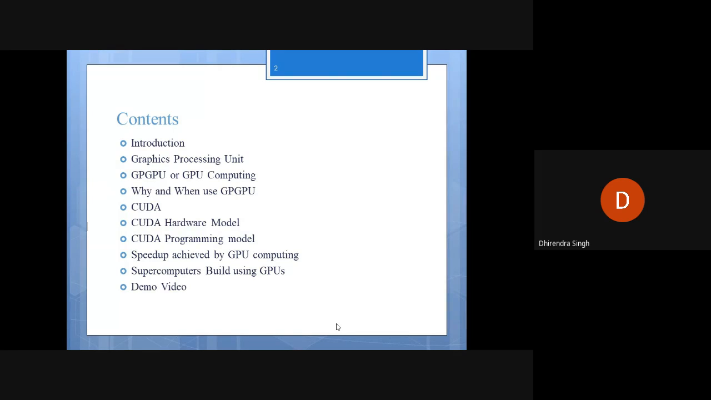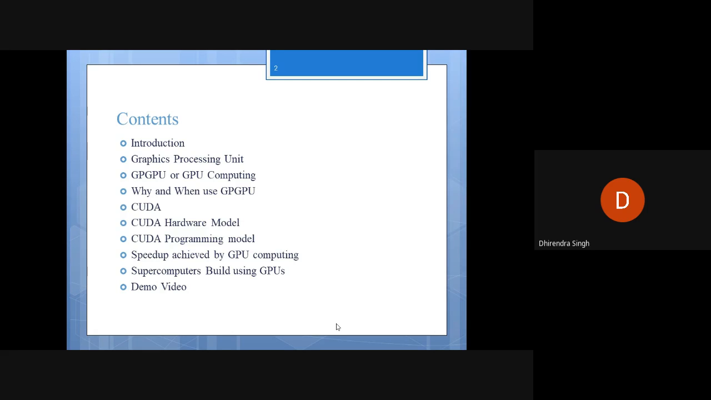Then, what is the graphics processing unit? After that, we will talk about what this GPU is. GPU computing means general purpose computing. GPUs were created for graphics operations, but now we are using GPUs for scientific and general purpose applications. So that's the concept of GPU, sometimes called GPU computing as well. And then when and why to use the GPU.